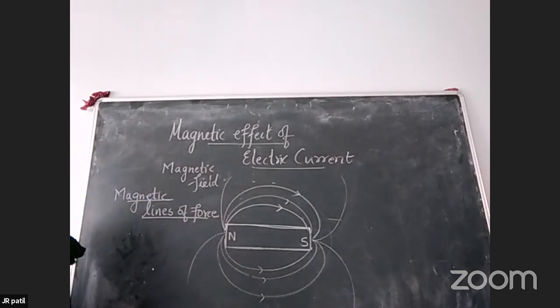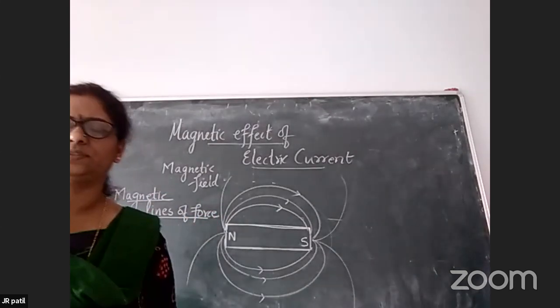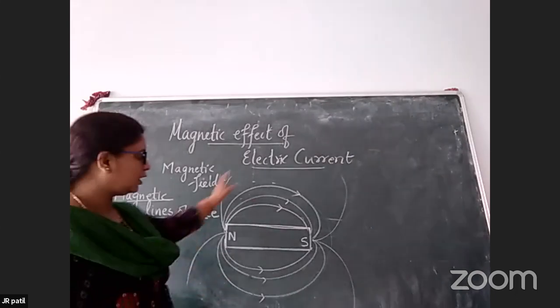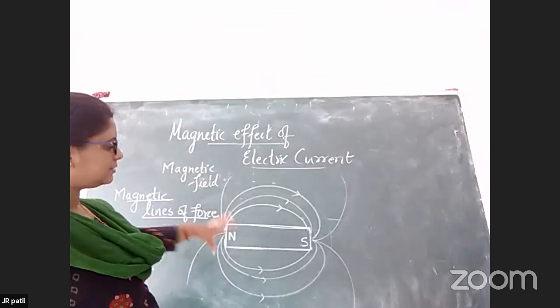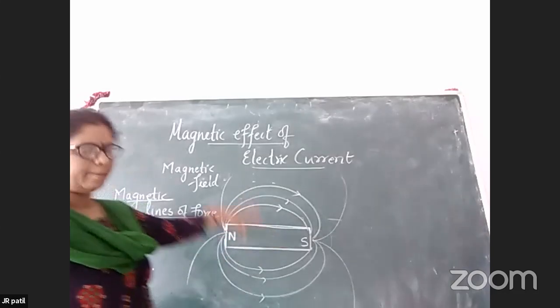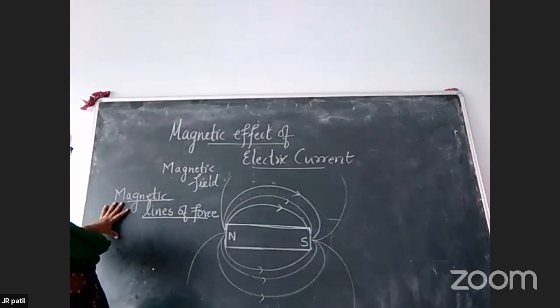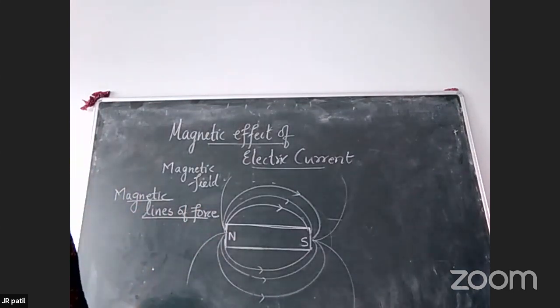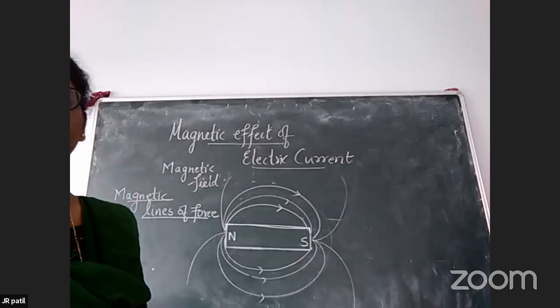So, what are magnetic lines of force? The magnetic field around the bar magnet is in the form of lines. These lines are called magnetic lines of force. Clear concept? Yes, ma'am. It is clear.